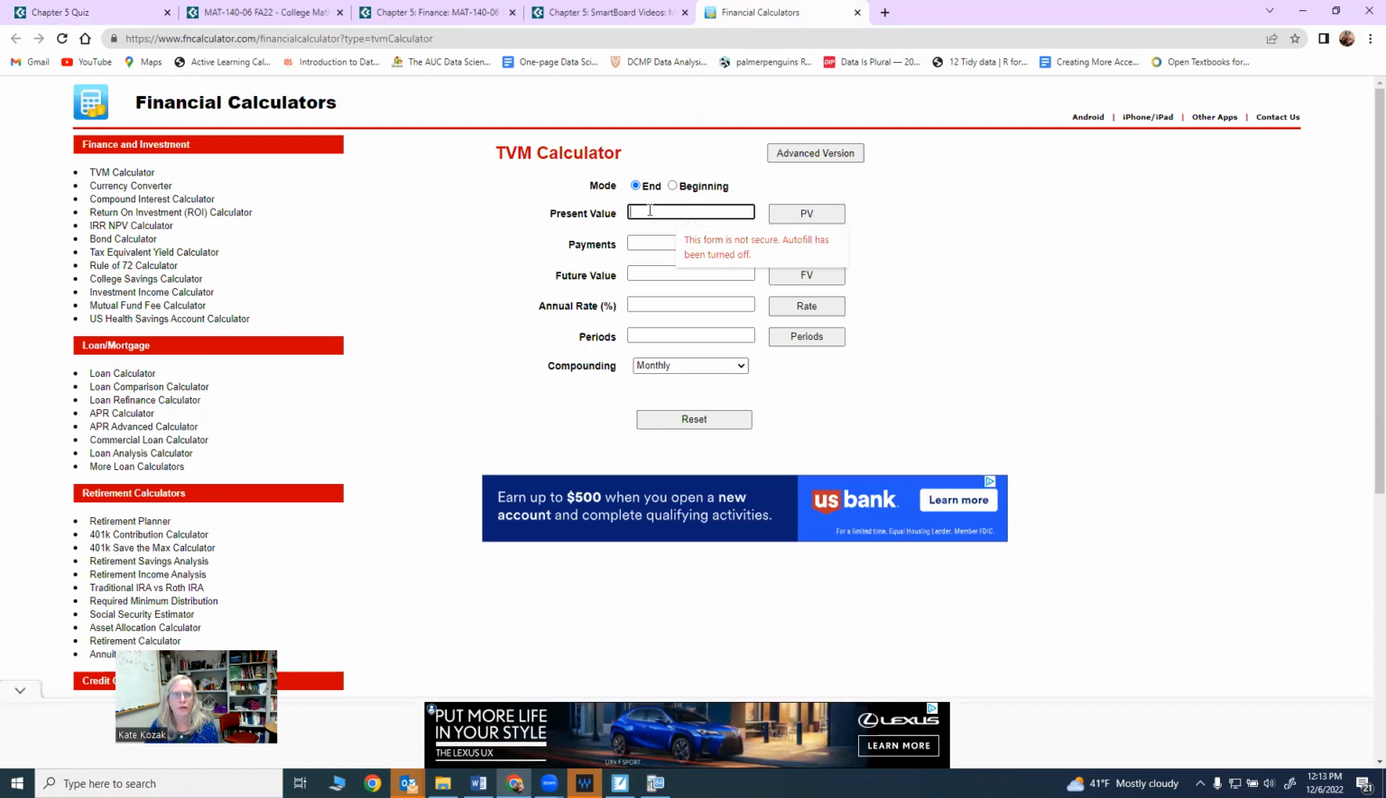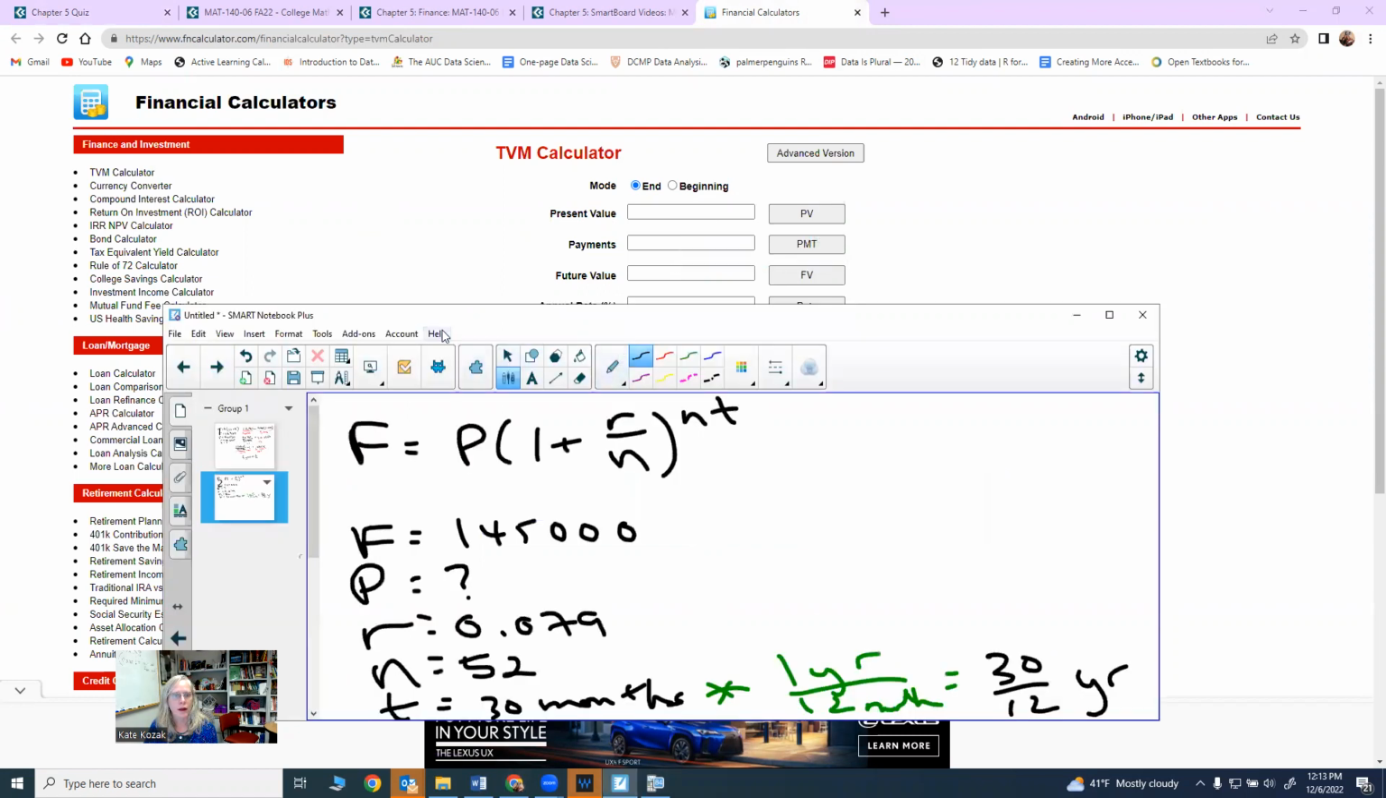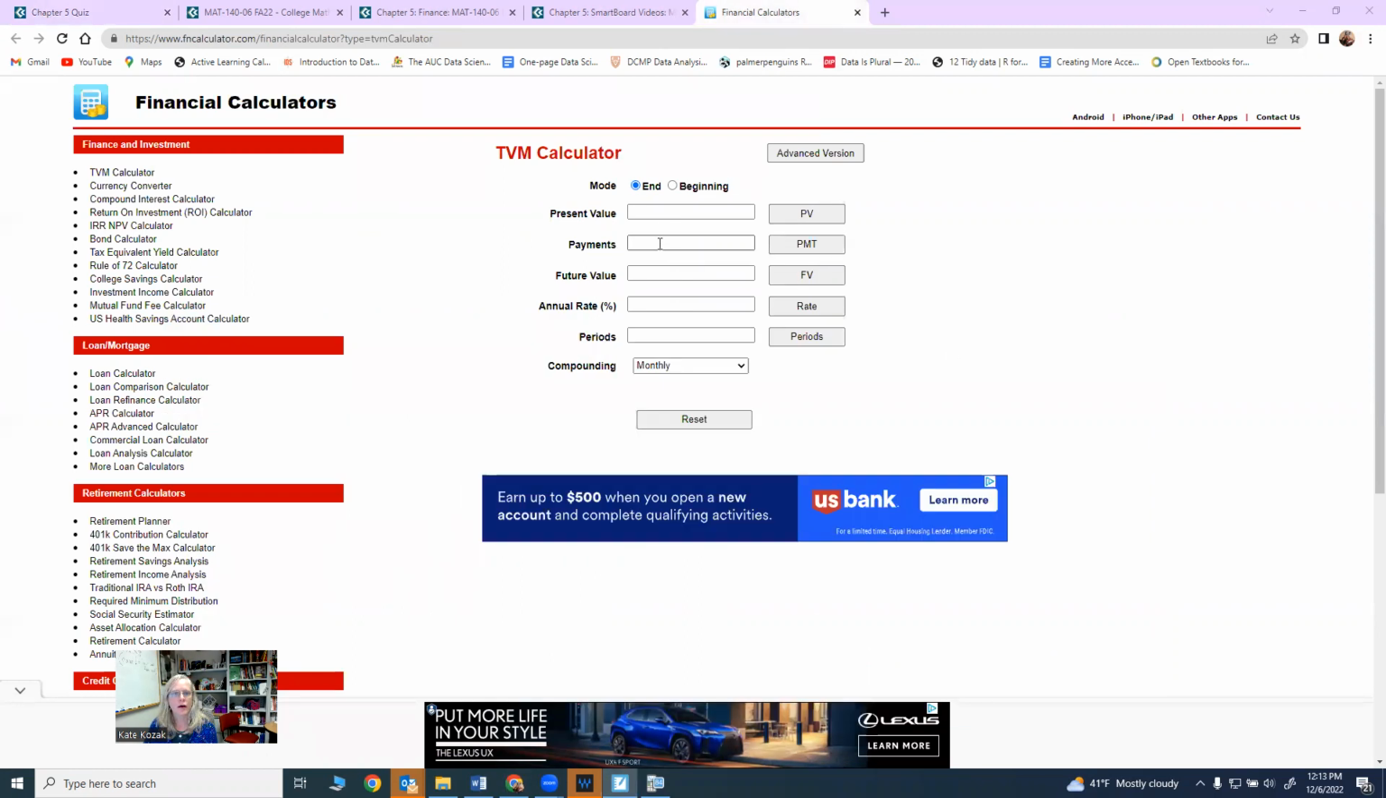And this is another way. You can also use your calculator, by the way. So I'm going to show you all different ways. So I'm just going to grab this. All right. So now what I want to do is I don't know what our present value is. I'm going to leave that empty. I don't have any payments. So I'm going to put that as 0. My future value, I want to be the $145,000. My annual interest rate was the 0.079.